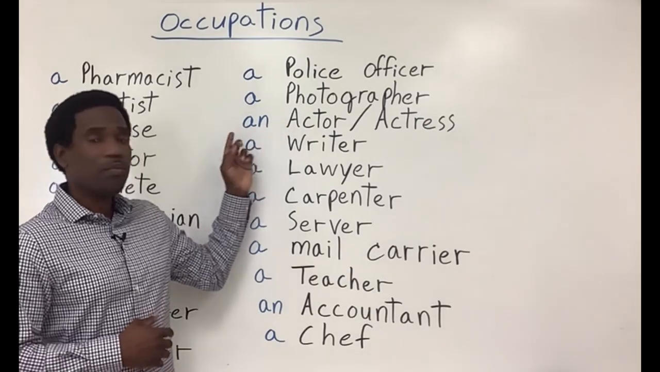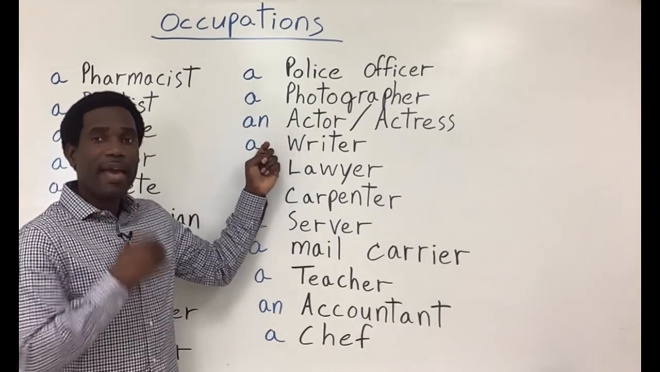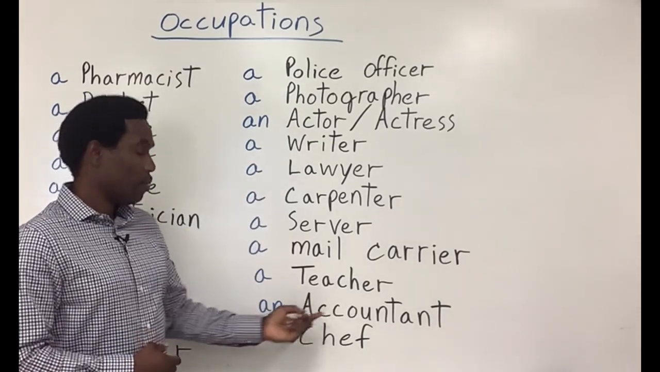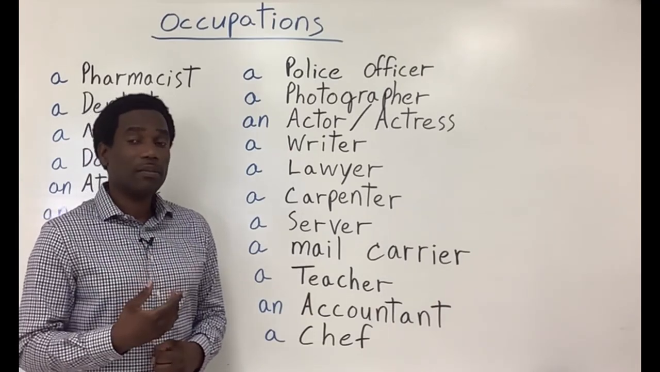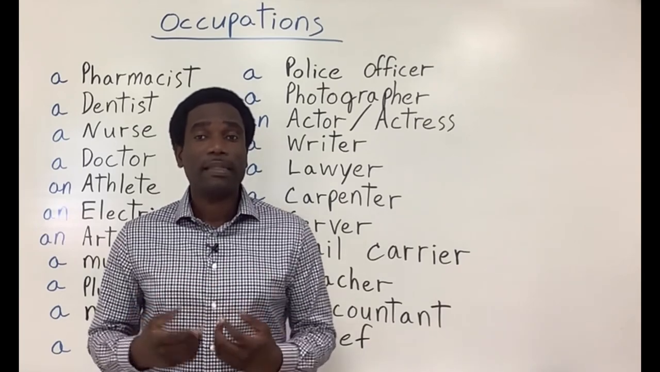An actor, why an? Because it begins with a vowel sound, actor. An accountant, it begins with a vowel sound, an accountant. Don't forget, to speak English, you have to speak English.